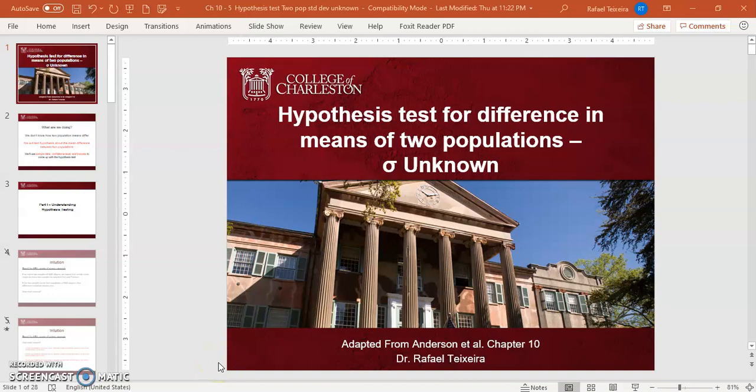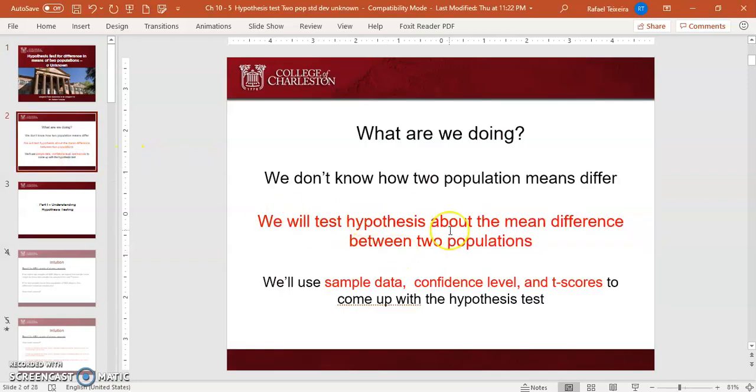Hi, this class is to talk about hypothesis tests for the difference in means of two populations when you don't know the population standard deviation. Okay, so what we're doing, we're testing hypotheses about the mean difference between two populations, but we don't know the population standard deviation. So we're going to use sample data, confidence levels, and the t-score.